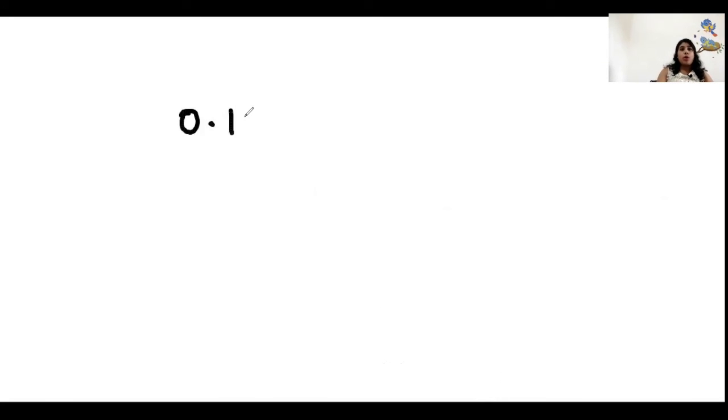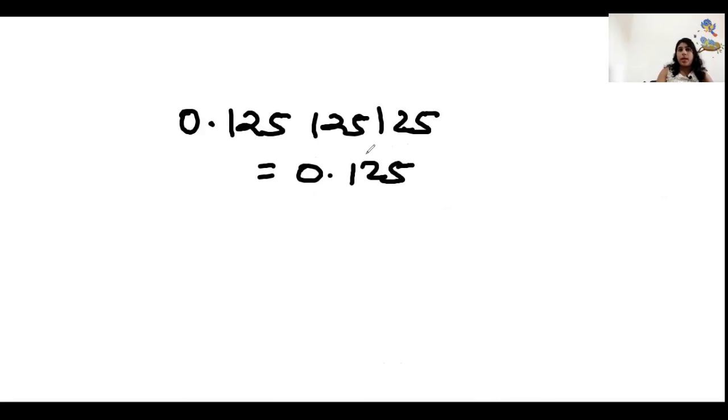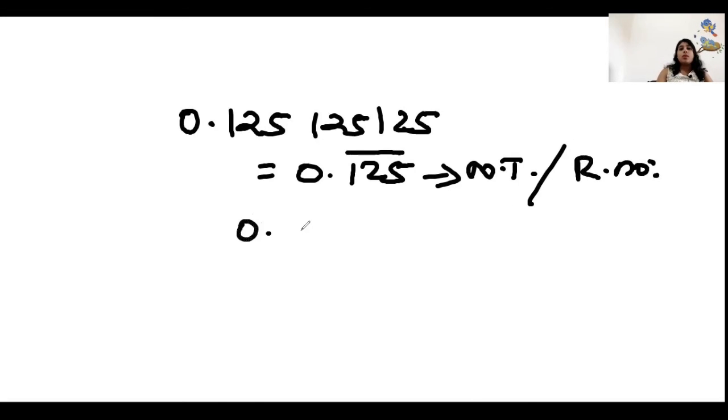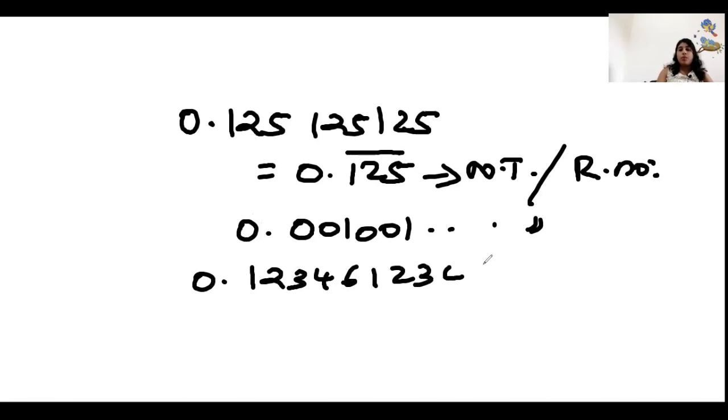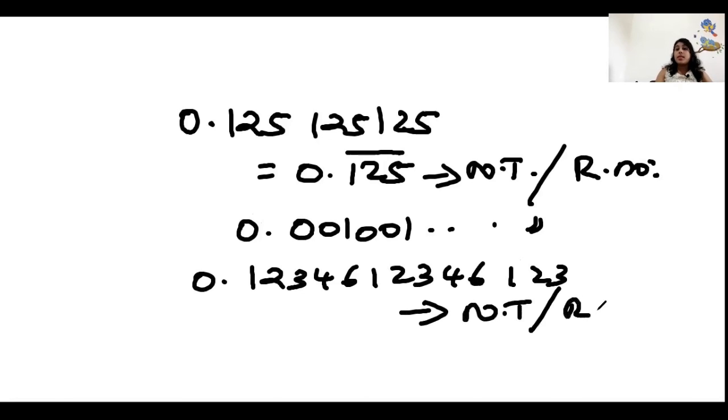Whenever a number is repeated in a particular sequence, I will give more examples. Suppose I say 0.125, 125, 125, etc. I can understand that 125 is the only thing repeated, so I can write it as 0.125 bar. This is a non-terminating rational number. Similarly 0.001 going like that is also a non-terminating rational number. Otherwise 0.12346, again 1, 2, 3, 4, 6, 1, 2, 3, going on continuously like that. So we can identify a sequence. Whenever a sequence is identified, we can say that it is a non-terminating rational number.